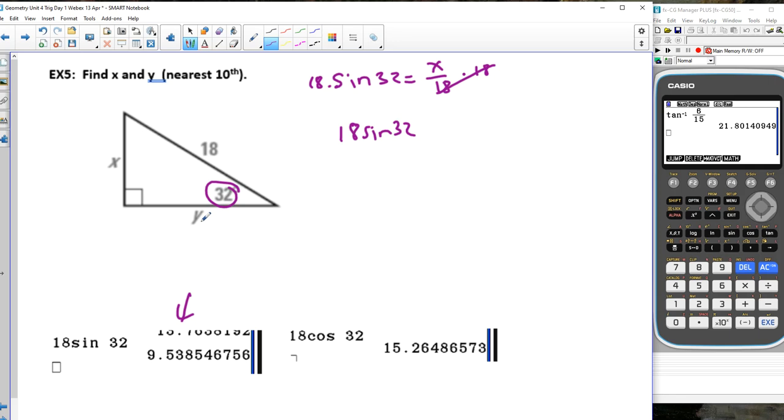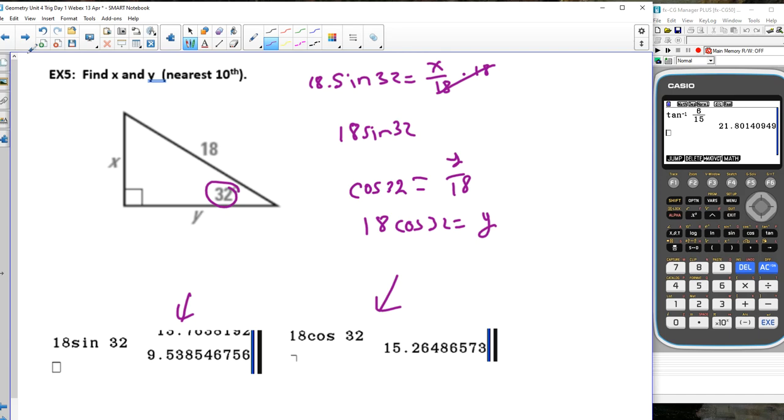To find my y, that's adjacent, so that's going to be cosine of 32. I could have done a squared plus b squared equals c squared as well, since I already found two sides. Cosine of 32 is equal to y over 18. Multiplied by 18 on both sides, 18 cosine of 32 is equal to y, and I put that in the calculator and I get that. Go ahead and practice that now. You can put this on pause.